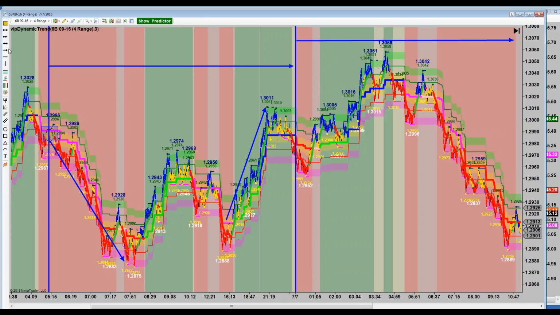What would you notice? What would it look like? 6E right next to the dollar. What relationship would those two instruments have to each other? Anybody?